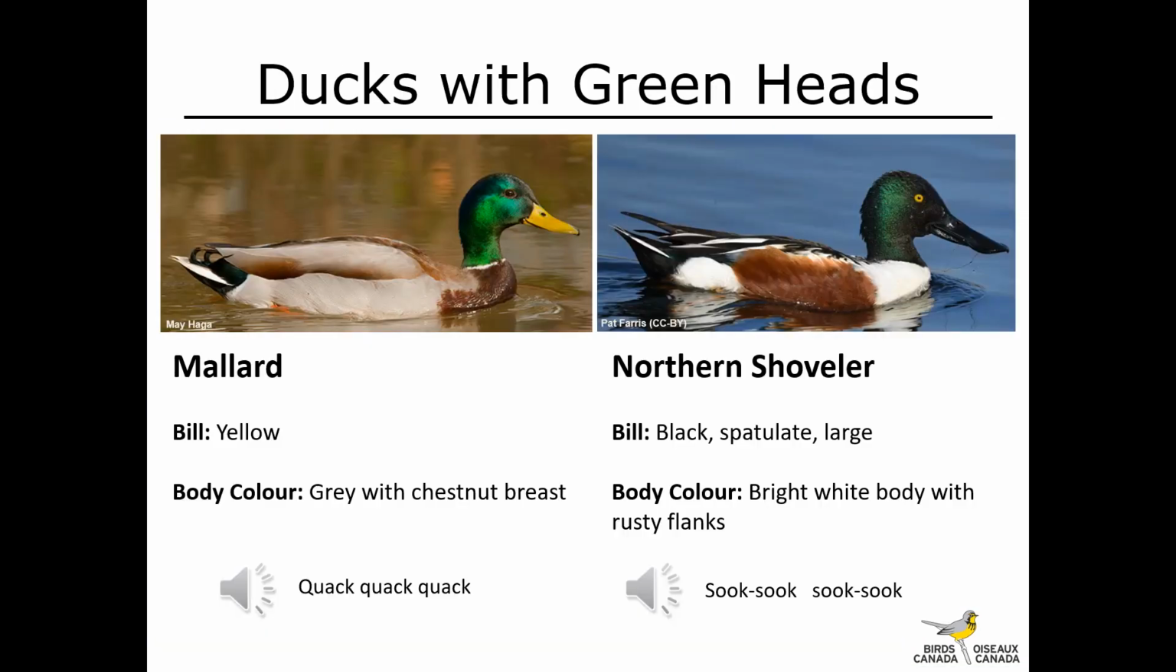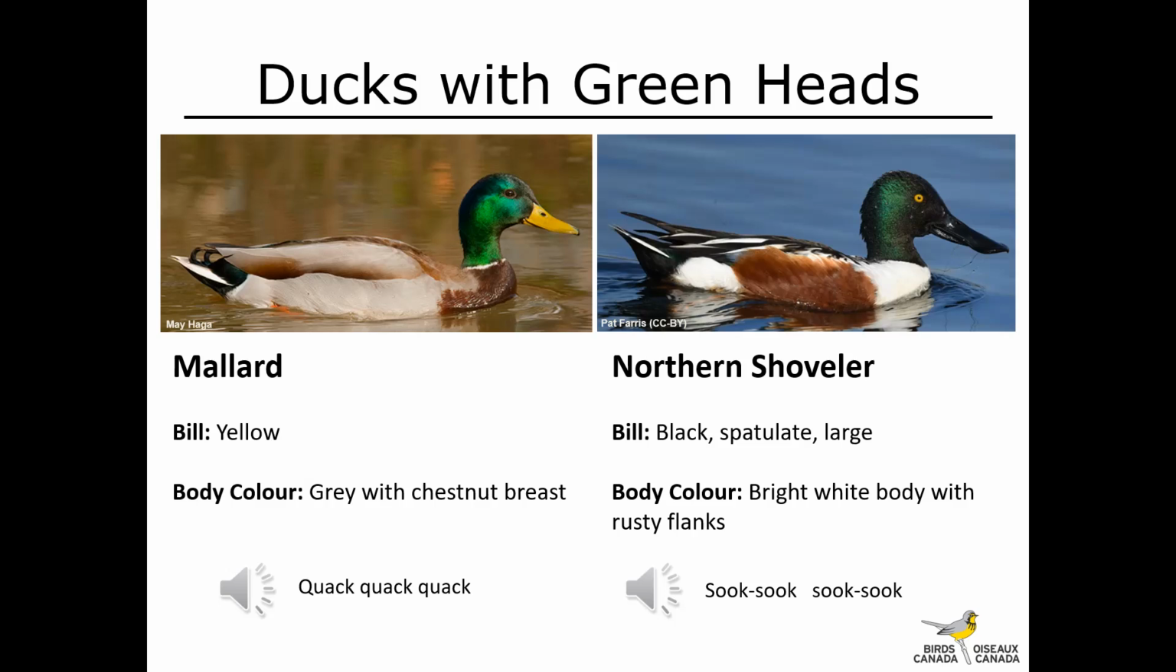Okay, let's compare those two ducks with green heads, shall we? So we've got a mallard and the northern shoveler. Their bill really stands out as being quite different from one another. The mallard's bill is yellow, stands out a fair bit, and the northern shoveler has a black bill. It's really, really big and broad, especially looking at those two side by side. The mallard has a bill that looks proportionate to the rest of its body. On the northern shoveler, it really looks out of place. It just kind of looks like somebody stuck a shoehorn on the end of it.